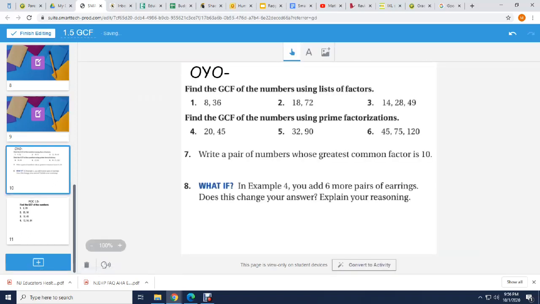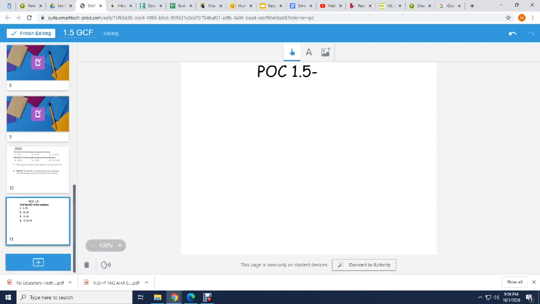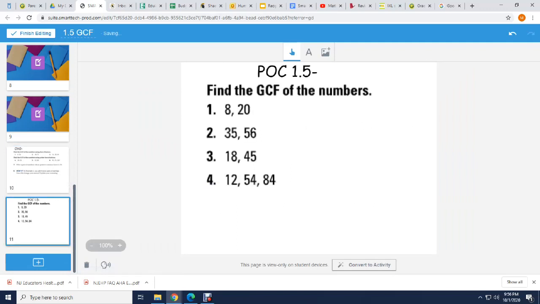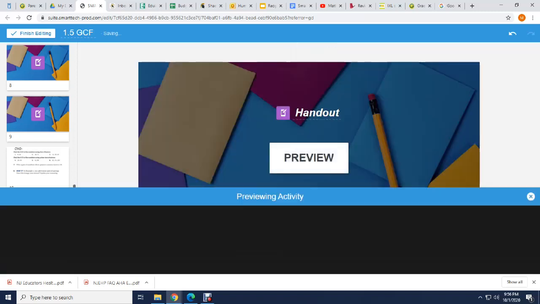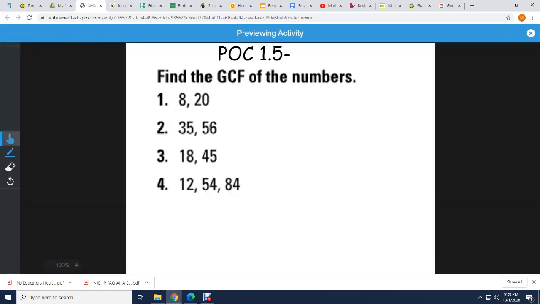I'm going to go over one more of these to kind of show you exactly where, and just review one last time, cake method, right? So I'm going to look at number 4. I'm going to look at the hardest one here, right? So, cake method. You list out the numbers you're trying to find the GCF of. In this case, 12, 54, and 84.